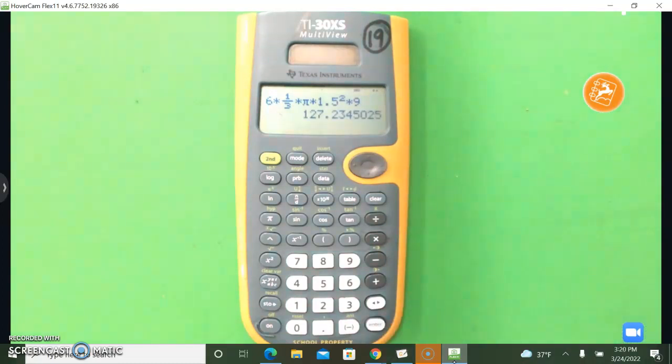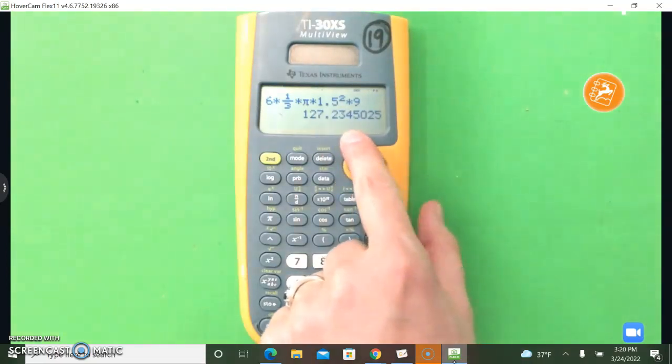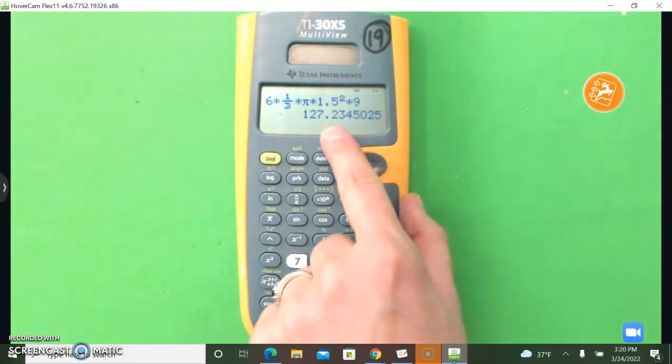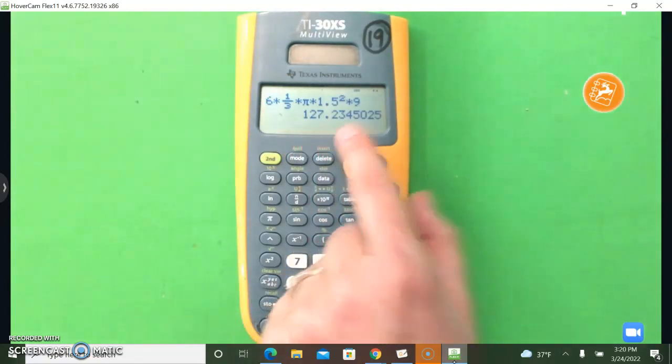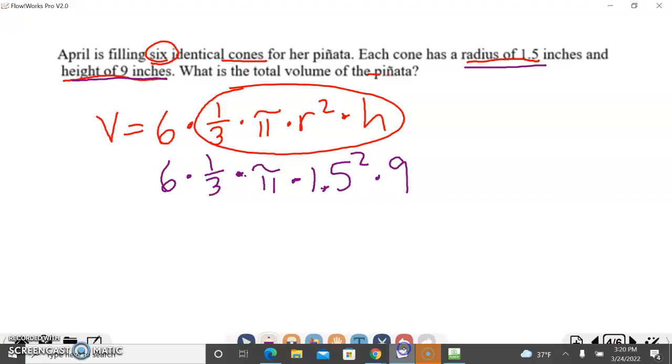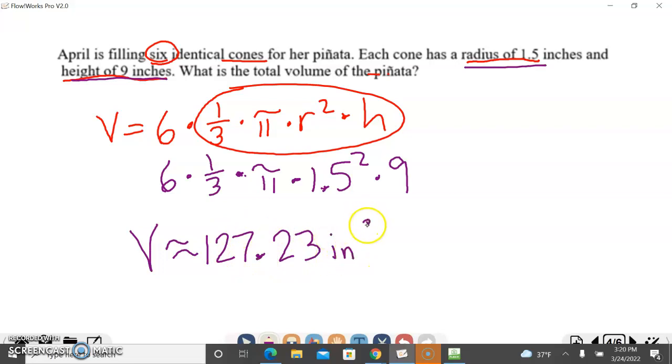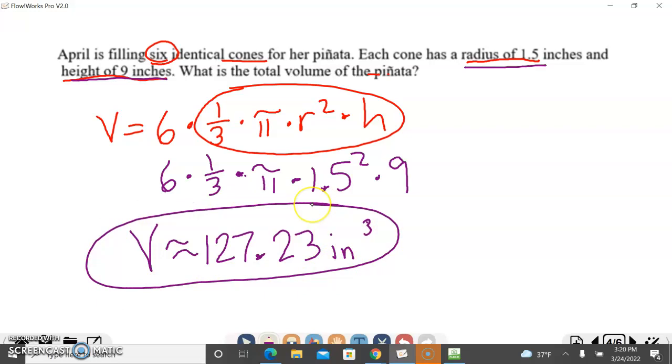And when we solve it, we get 127.234. So that 4 tells us that we can round that to 127.23. So the volume is going to be approximately 127.23 inches cubed. So remember, the only reason we use that 6 is because we know we had 6 identical cones for the piñata.